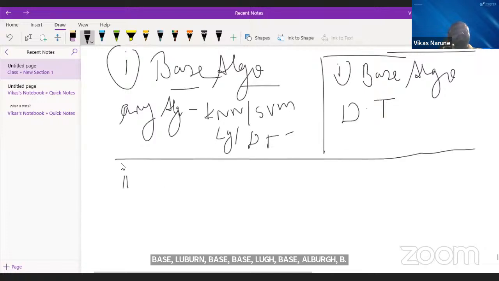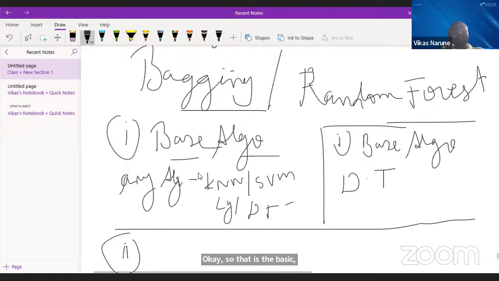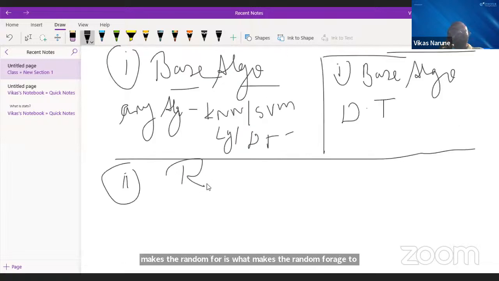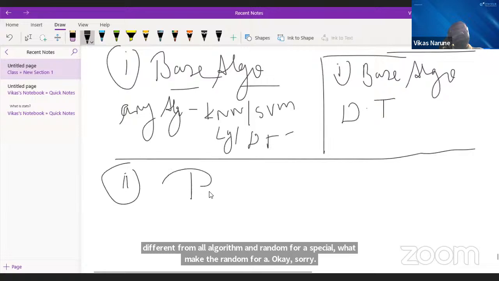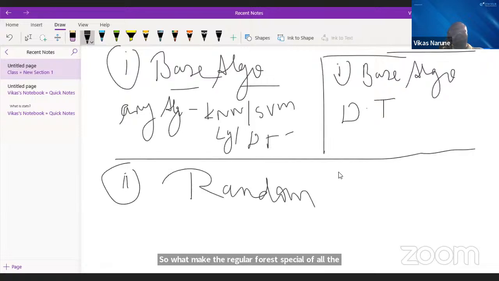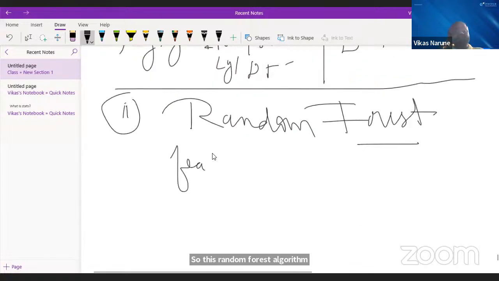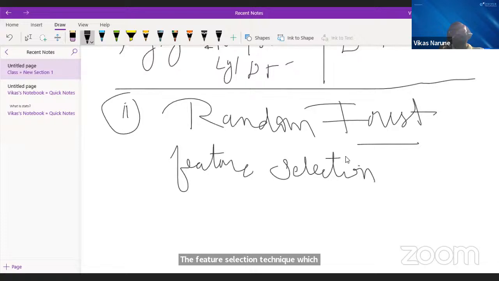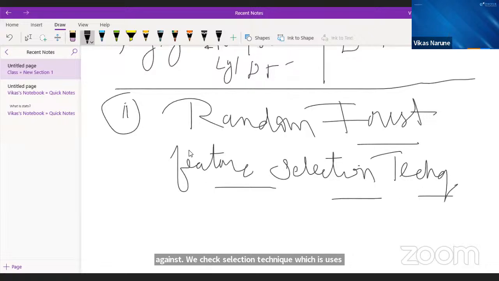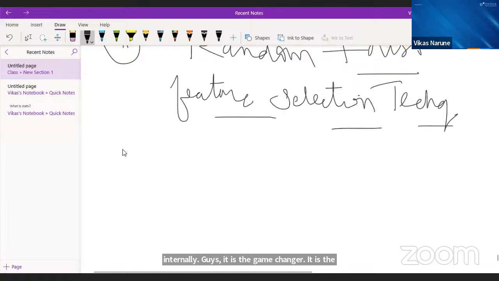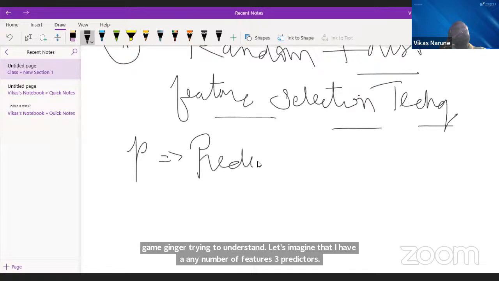Then the second difference: what makes random forest special among all the algorithms and very robust? Let's try to understand the second feature. The feature selection technique which random forest uses internally is a game changer. Try to understand how it is a game changer. Let's imagine that I have p number of features, p predictors.